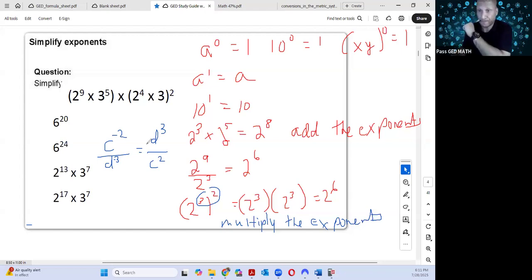third over c squared. You probably won't see that on the GED, but you'll see it on standardized exams, nursing exams, and college entrance exams. You barely see negative exponents in the GED.